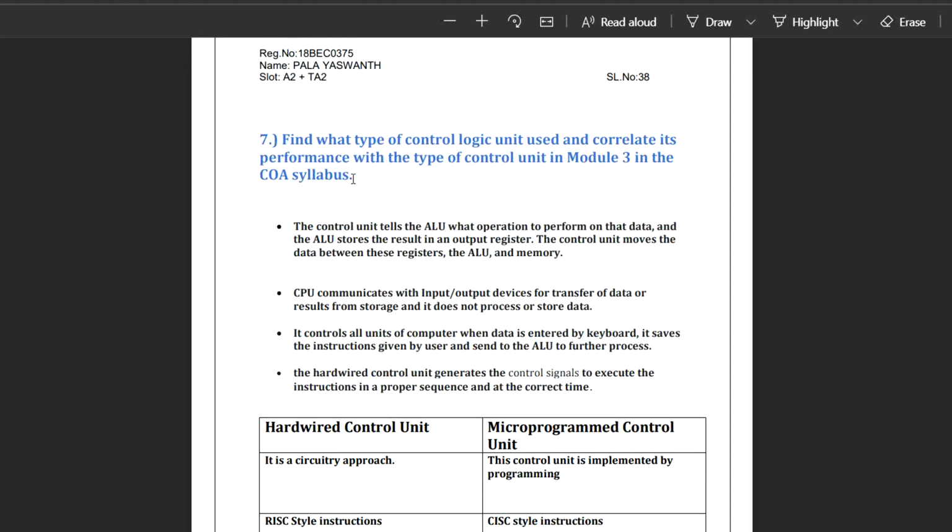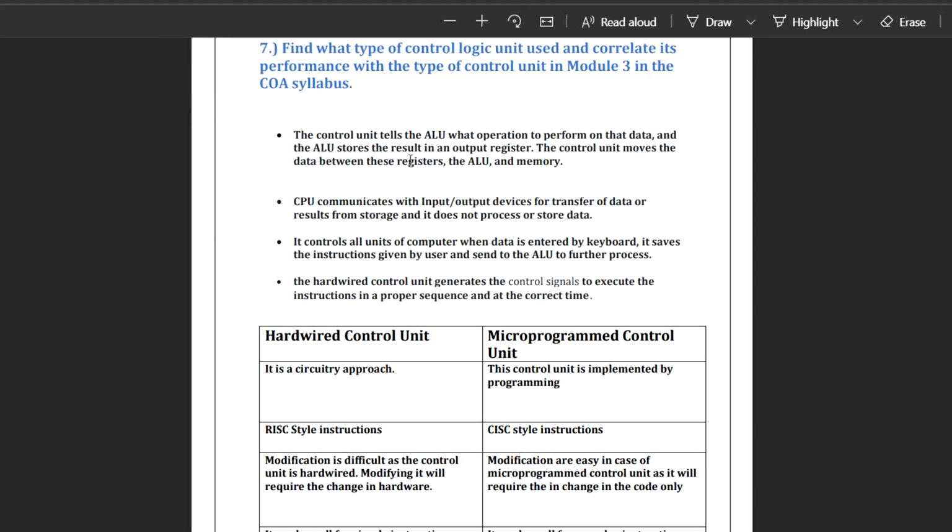The control units were discussed up here: hardwired control unit and microprogrammed control unit. As you know, the control unit usually tells about the operation to perform on the data, stores the results in the output registers, and controls the unit that moves data between these registers, the ALU and the memory. This is what the control unit usually does.